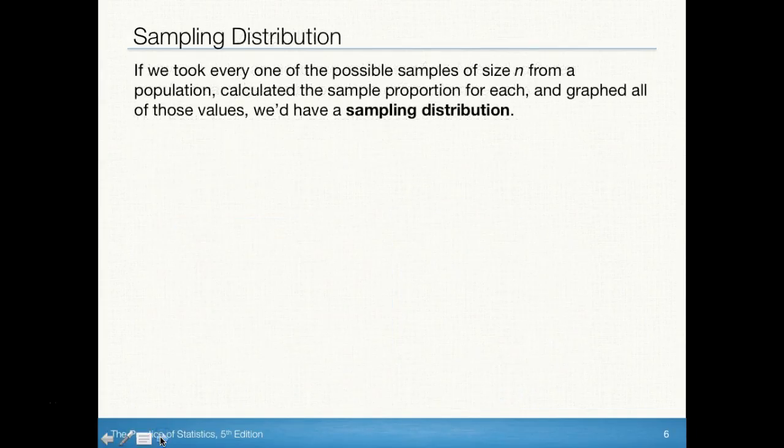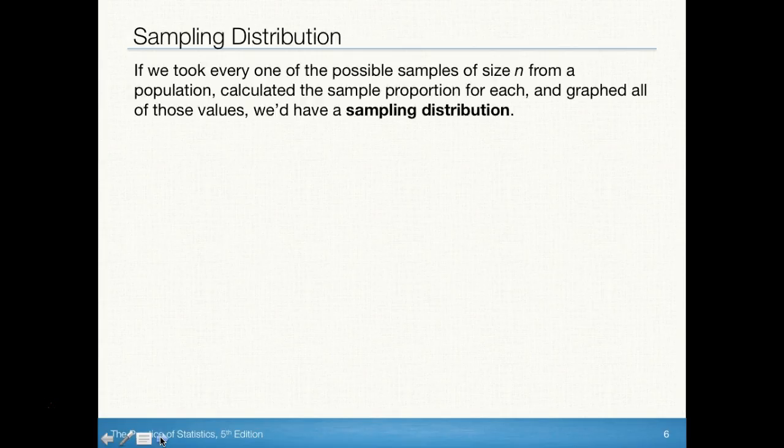So let's take a look at the idea of a sampling distribution. This idea of a sampling distribution is somewhat hard to think about, but we'll see how it works in the next couple slides. So the idea of a sampling distribution is that we want to take all possible samples of size n and calculate the sample statistic from all of those samples. If we were then to plot all those values, we'd have a sampling distribution.